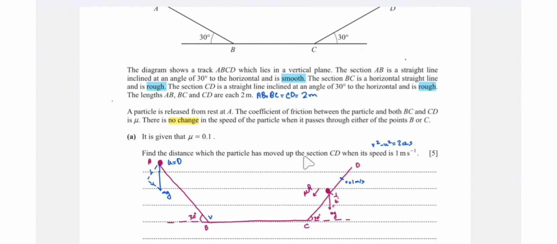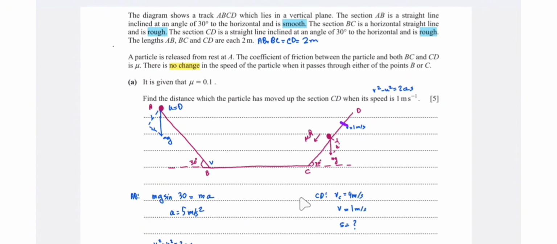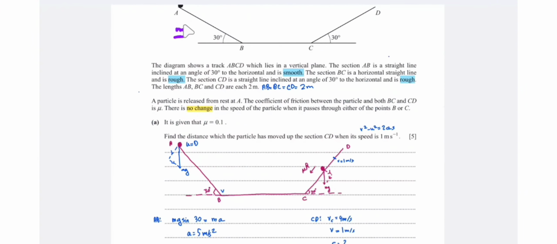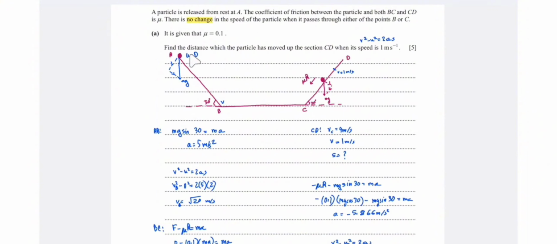So when it moves up the section CD, suppose at some distance it has a speed of 1 meter per second. Now we need to find this distance. To find this distance, first of all, for the section AB, we aren't given the mass of the object, so we consider the mass as m.